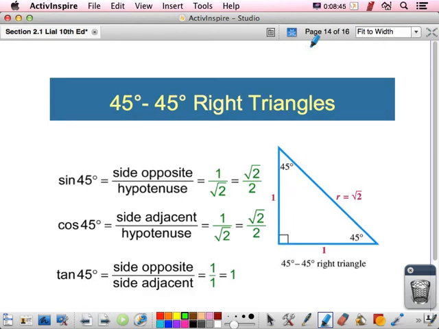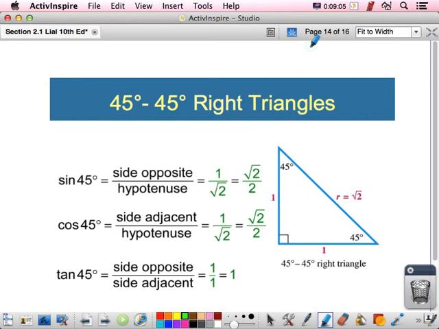Okay, so let's try that again. Now we have what we need to complete a 45, 45, 90 triangle, and we can perform SOHCAHTOA on either one of those 45-degree angles. So we can see that the sine is the opposite over the hypotenuse, which is 1 over square root of 2, and that rationalizes to square root of 2 over 2. So there's a value you'll need to memorize.